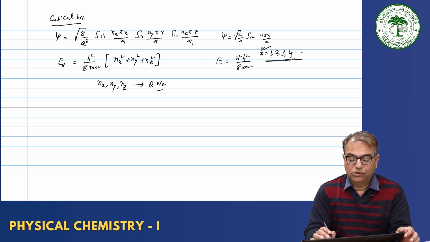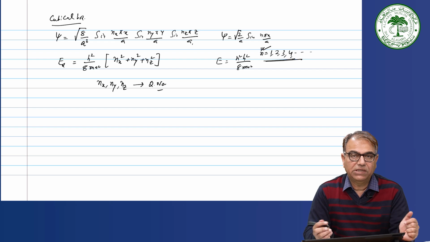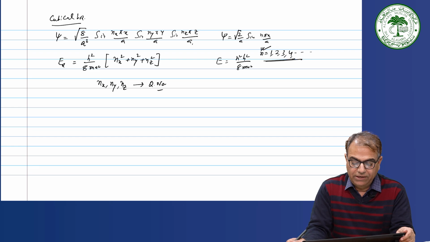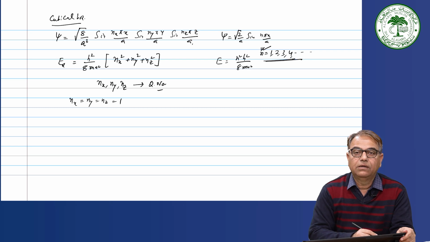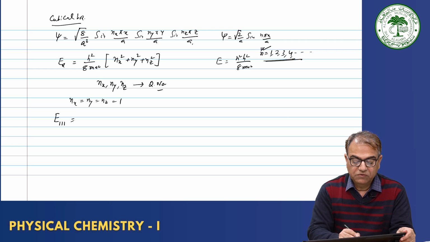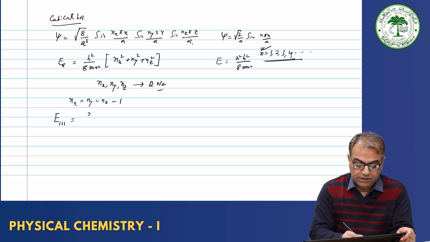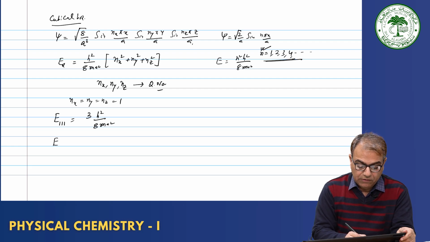Okay. So the quantum number arises as an automatic solution of the Schrodinger wave equation. You don't need to do anything. If you take nx, ny and nz all equal to 1, then what will be the energy? We will write the energy as E111, and it will be 1 plus 1 plus 1, so it will be 3h² divided by 8ma². What could be the energy for E211?